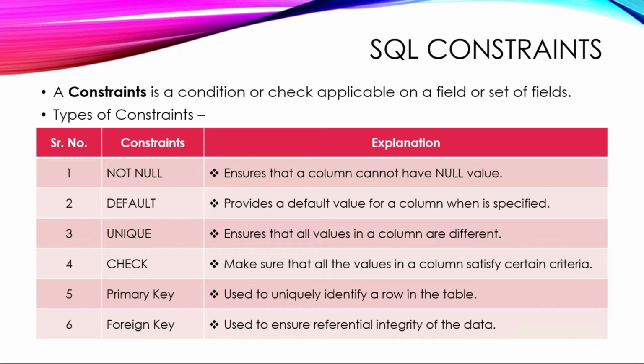Next is unique. Unique ensures that all values in a column are different. If I'm applying a unique constraint on a particular column, then duplicate values won't be accepted. Next is check. Check will ensure whether the column satisfies that particular criteria or not. Primary key, we have seen primary key earlier. It is used to uniquely identify a row in a table.